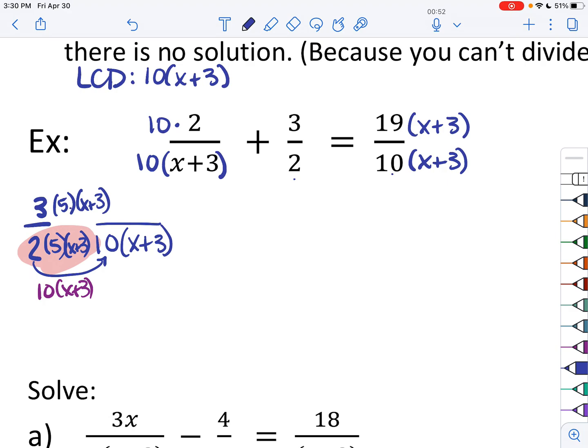This 5 times 3 is 15, so it would be 15 times x plus 3. Okay, let me put that there for you for reference. We're going to multiply 5 times x plus 3 for that middle fraction.